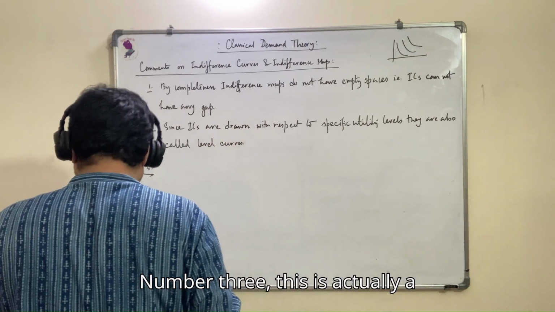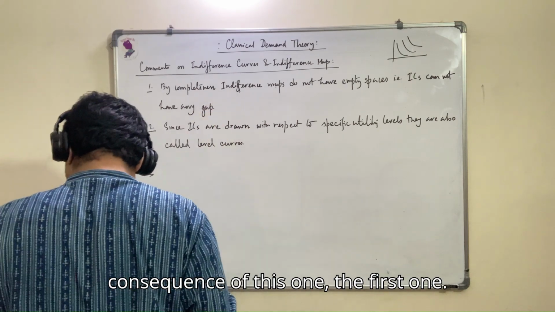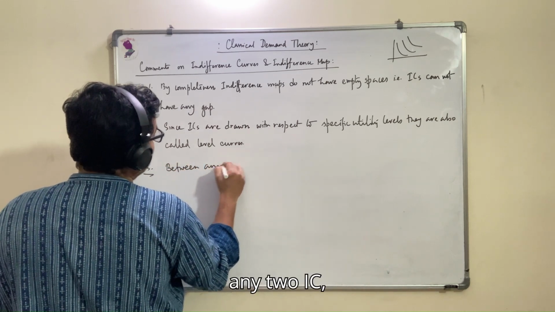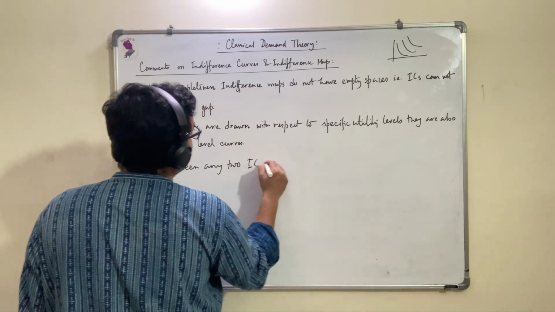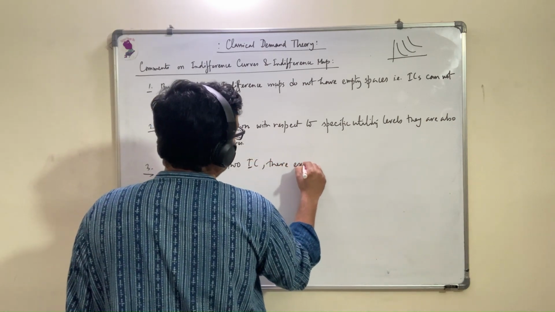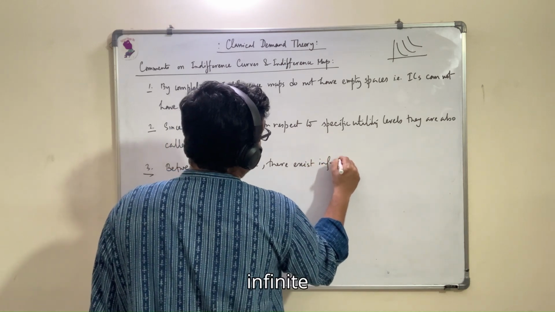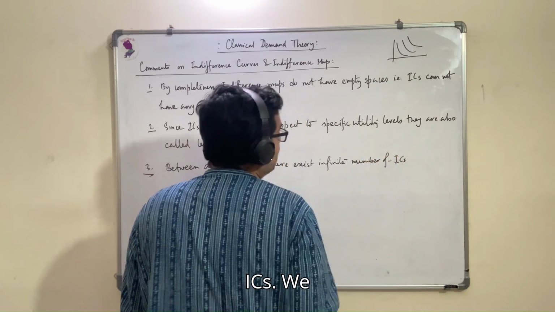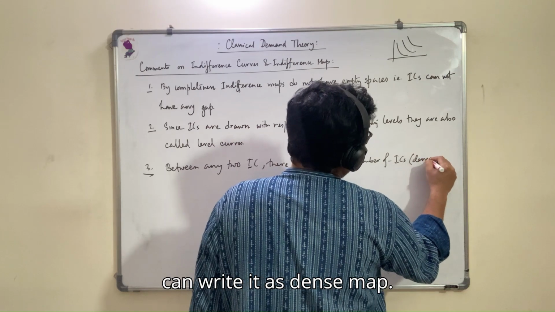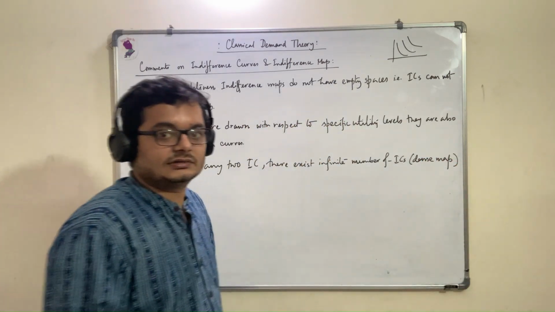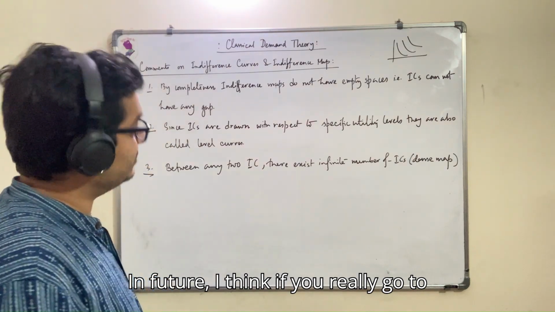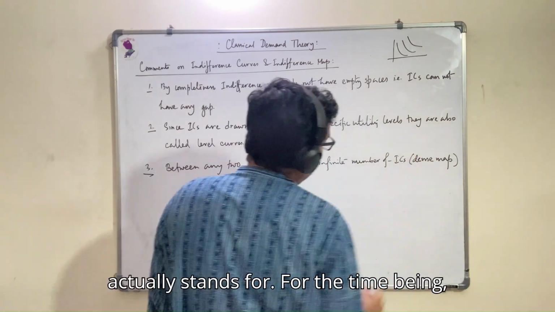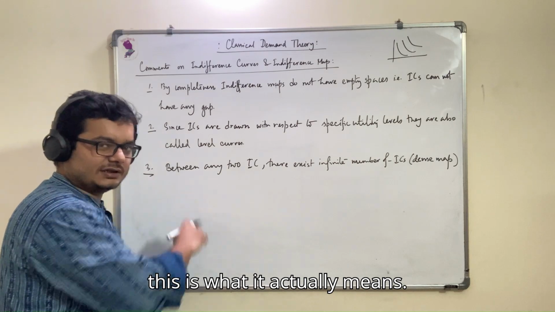Number 3, this is actually a consequence of the first one. So between any 2 ICs there exist an infinite number of ICs. So we can write it as a dense map. In future, if you really go to higher mathematics, you'll understand what this word dense actually stands for. For the time being, this is what it actually means.